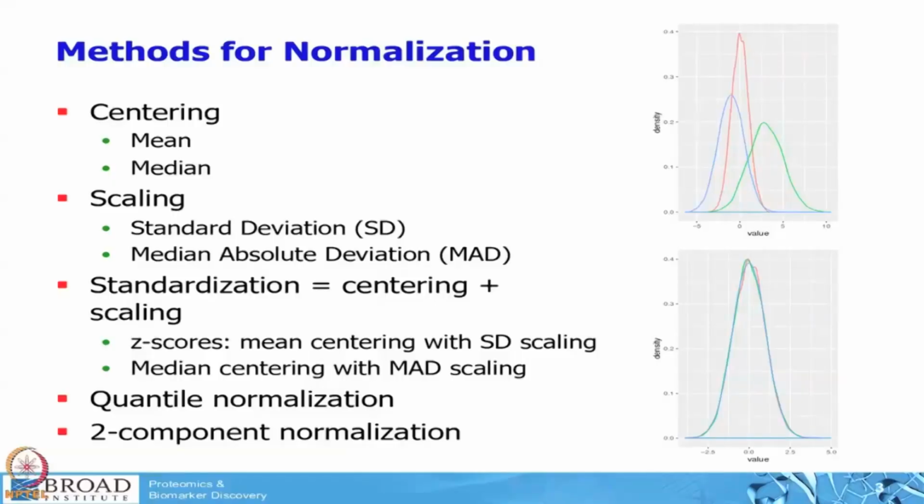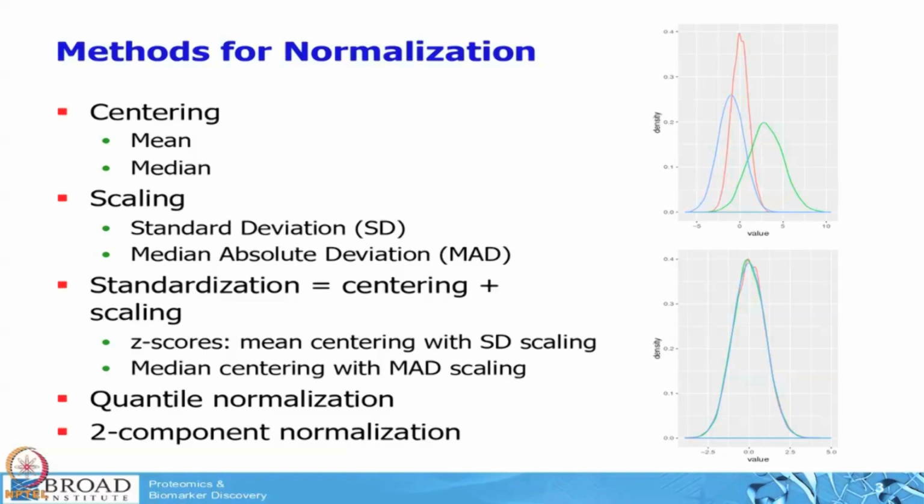There are many ways of doing normalization. The simple ones are called centering. What I am showing here, remember we are talking of log ratios, is a histogram of log ratios. How many ratios have value 0? It is that many. How many have value 1? It is that many, and so on. And each color is a sample.